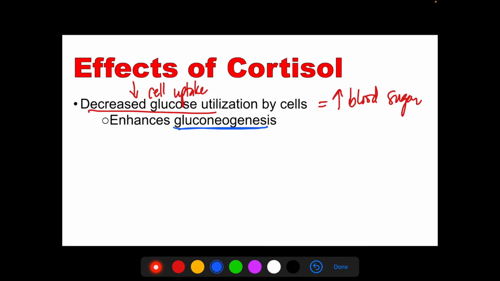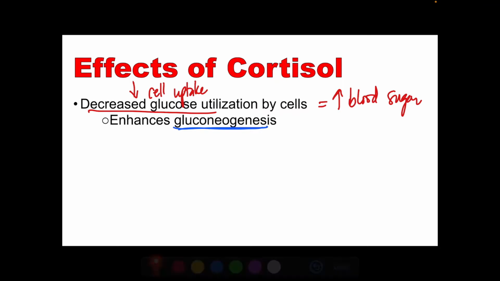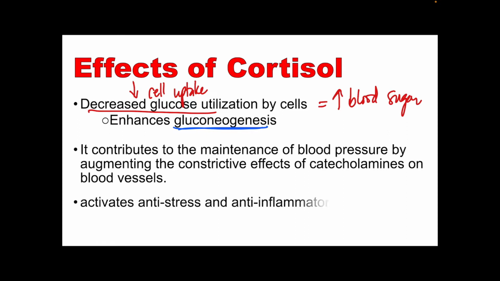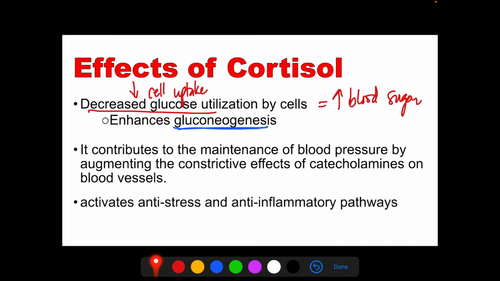So another one, to make it simple, the main function of your cortisol is it enhances the glucose production from proteins and amino acids. So that's again gluconeogenesis. And aside from that one, it contributes to the maintenance of blood pressure by augmenting the constrictive effects of catecholamines on blood vessels. And also, it activates anti-stress and anti-inflammatory pathways. So you have to take note of this one.